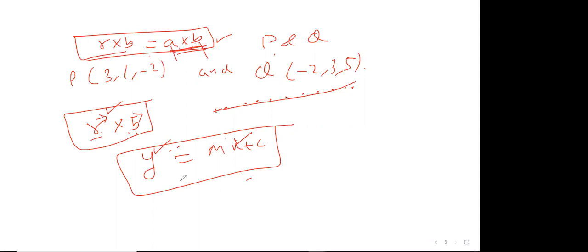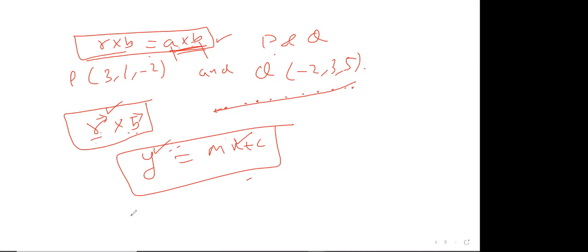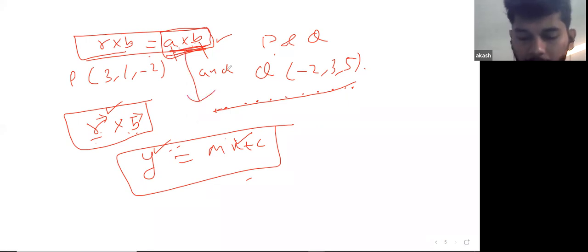I got 11i plus 19j plus 11k. Okay, this is vector multiplication, so you have to leave the answer as a vector quantity. So the answer would be r cross b. What did you take as a? Sorry, b. What is b?